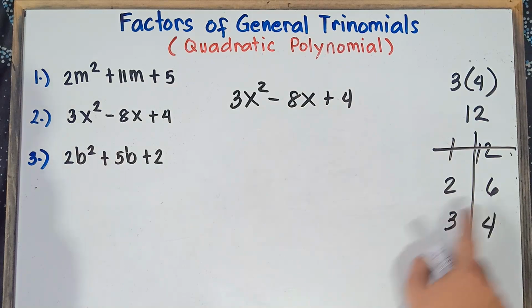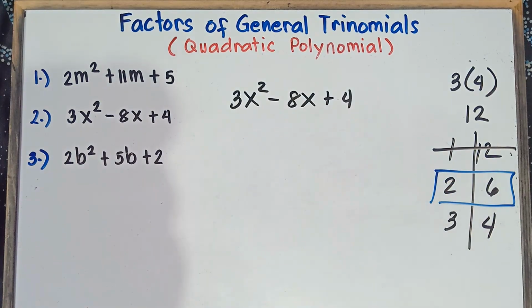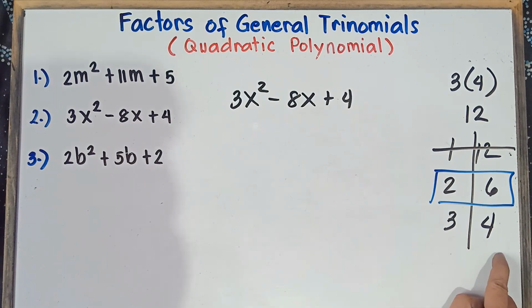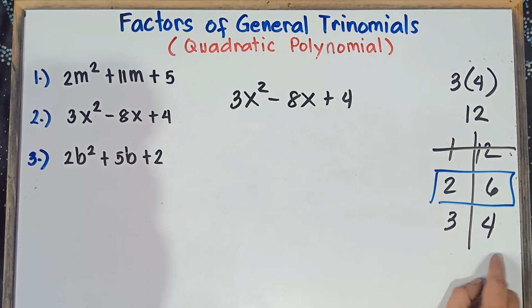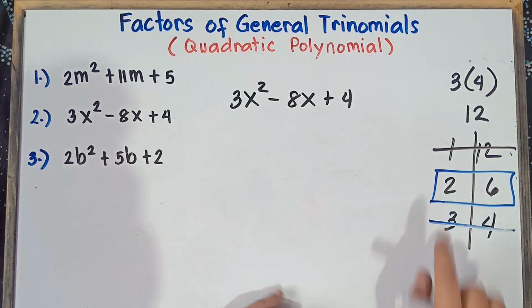How about for 2 and 6? If we combine, can we get 8? Yep, we can get 8, right? So therefore, we'll be selecting 2 and 6, because for 3 and 4, this is only 7. 3 plus 4 is 7. If we subtract 4 minus 3, that's only 1. So if we combine this one, we cannot get 8. So we will not be selecting this one. That's only 2 and 6, so we'll be selecting 2 and 6.